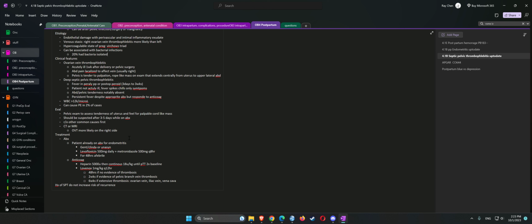And let's say all these results came back negative. How would you follow her up? Would you go back to routine screening, or what would you do next?